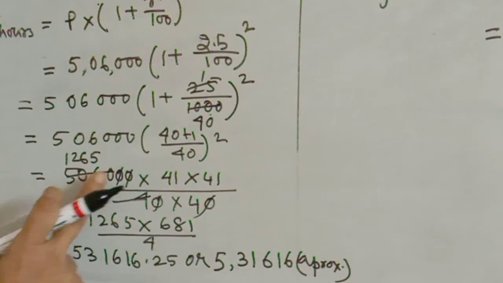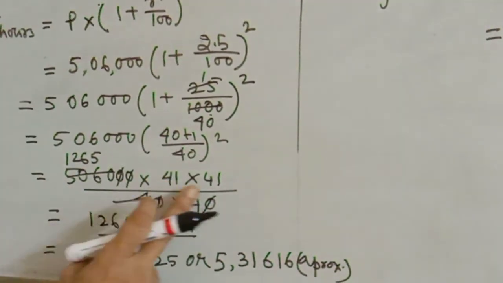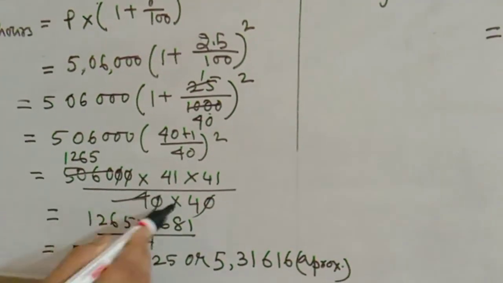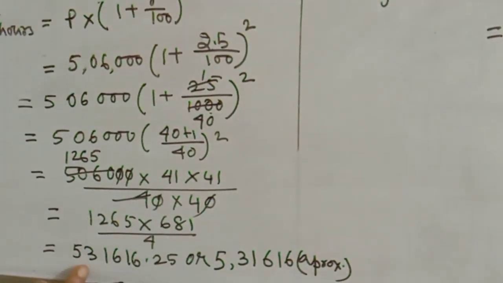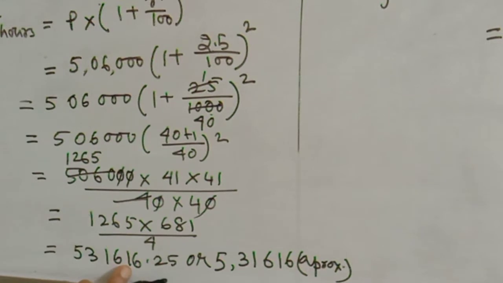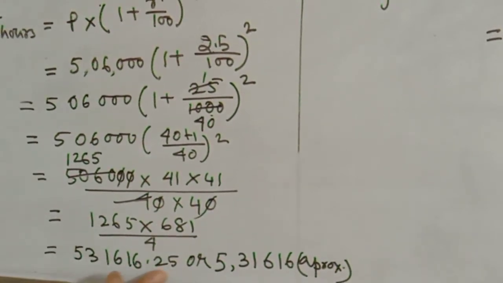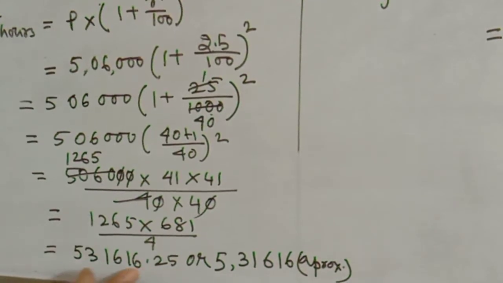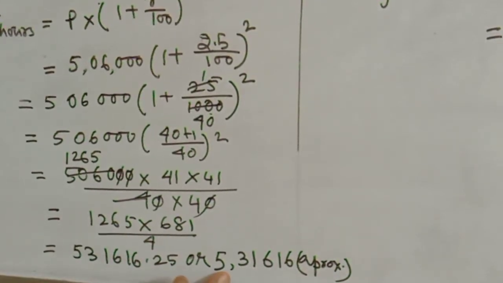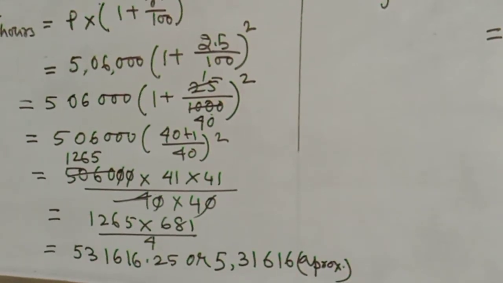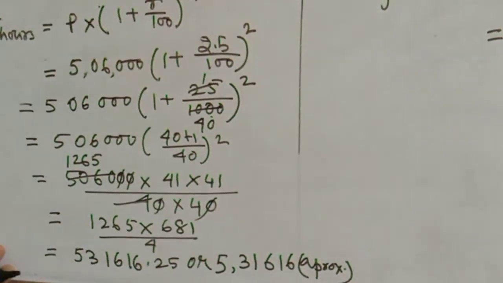Now after completing this, 40 plus 1 is 41, 41 two times and 40 also 2 times, and after completing your calculation, you will see that it will be 531,616.25. As it is the number of bacteria, you can round it off and make it 5,31,616 approximately, the number of bacteria after 2 hours.